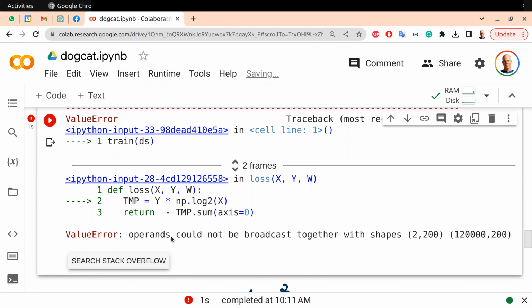What happened here? A value error. Operands could not be broadcast together with shape. It said it has a 2 by 200. What is 200? Do you remember? 200 is the number of samples. We call it K, if I remember correctly. And what is 120,000? That's the length of the vectors, which represent images, right?